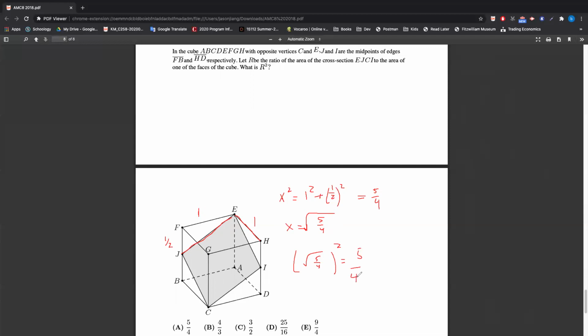Okay. And now we just want to find... oh, that's my bad. I've done this wrong. Okay. What we actually need to do is find... okay, so this is my bad. This actually isn't a square. Let's go back.